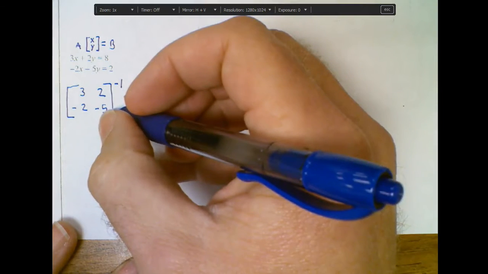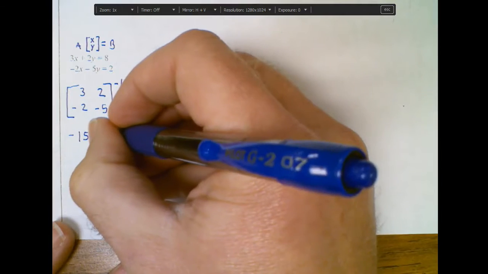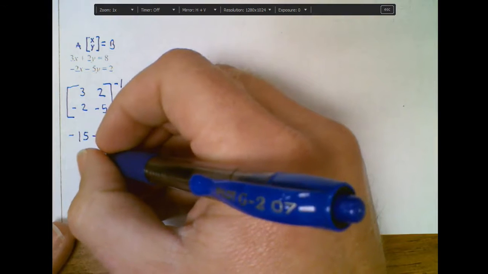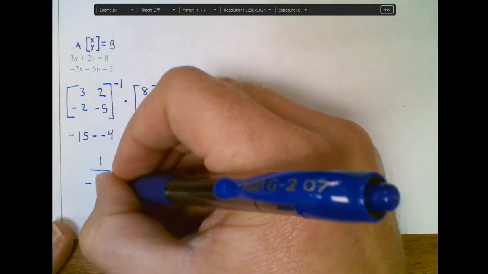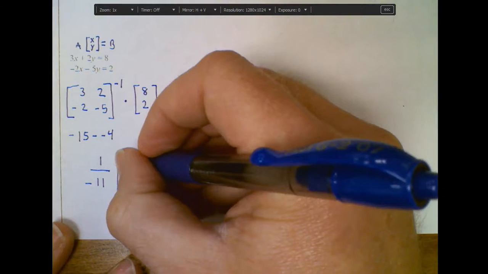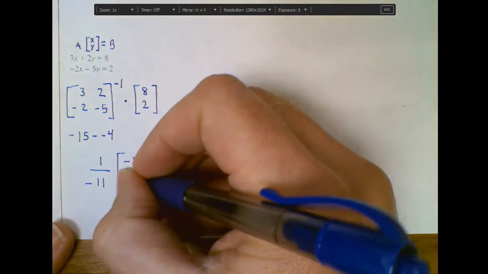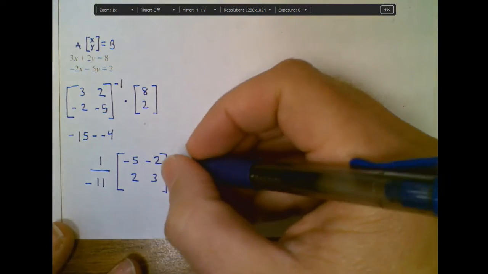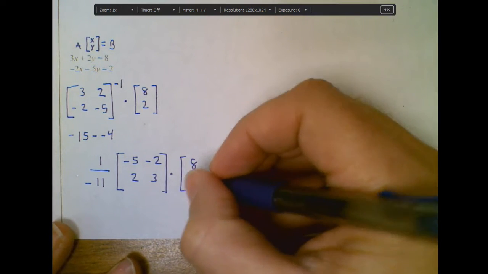So if I did my determinant, my downward minus my upward, I get this. So -15 plus 4 is -11. So we're going to do 1 over the determinant times the altered matrix, which is where those two trade places. And these two change signs. So it becomes +2 and -2. And then we're going to be multiplying that one times matrix B, which is the 8 and the 2.